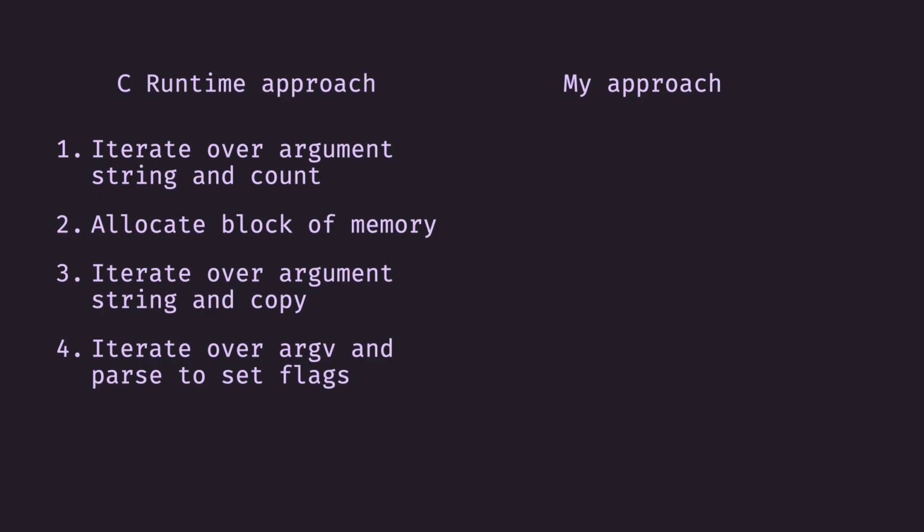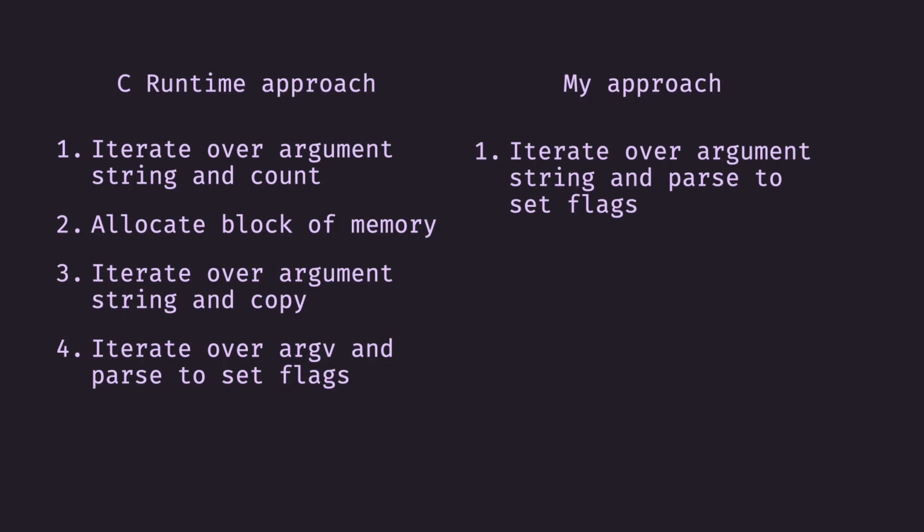Now, compared to my approach, I have this first step of iterating over the argument string, and I immediately parse it as I go along and set all the necessary flags that I need. And that's it. I do not have to do anything else. So my approach is cutting down the work that needs to be done from 3 iterations to just 1, and from 1 allocation to 0 allocations. Now let's have a look at the code.